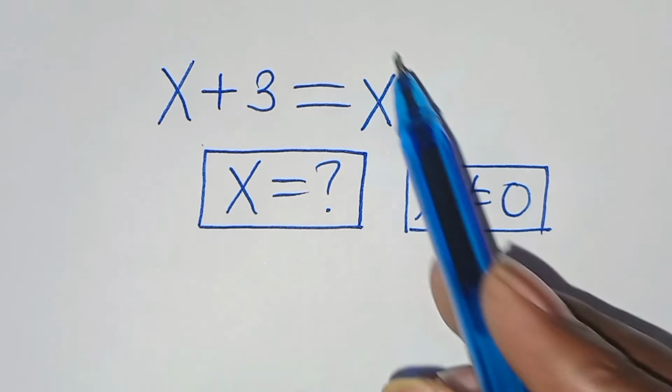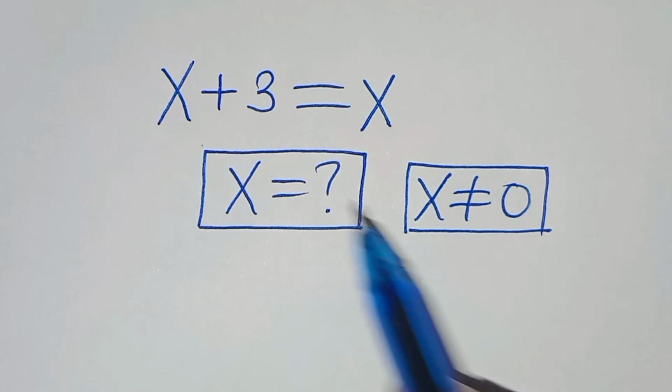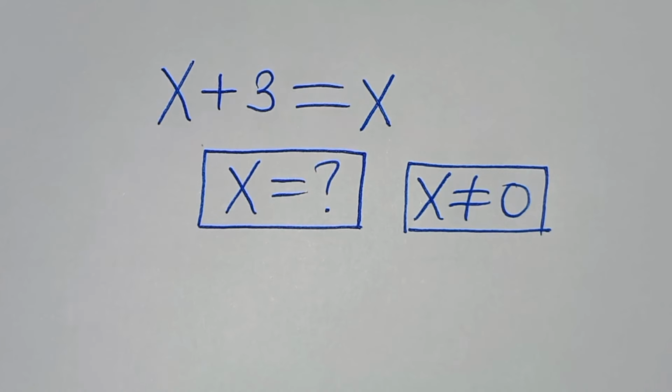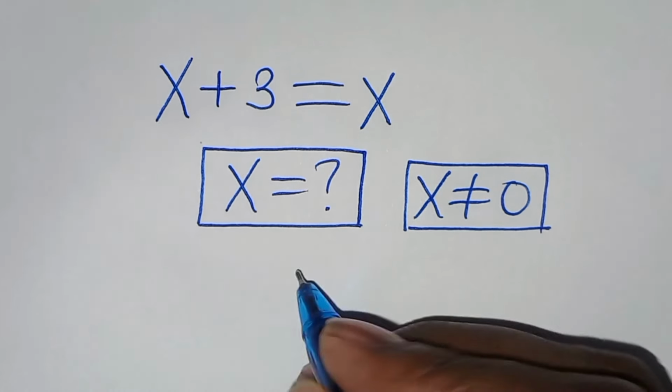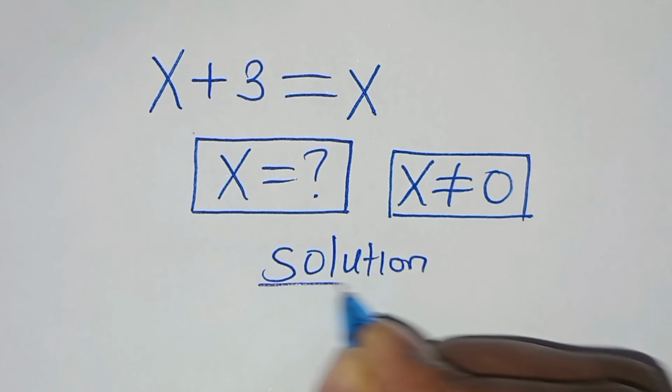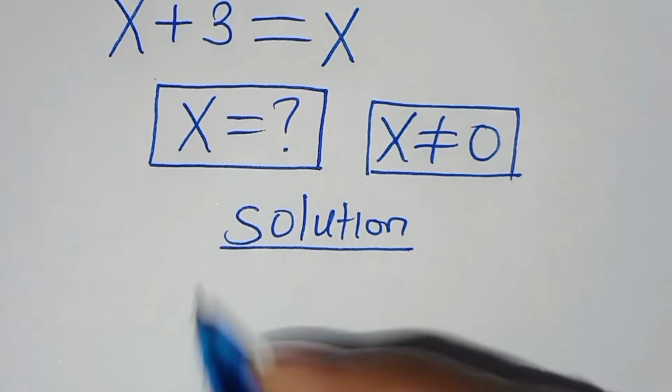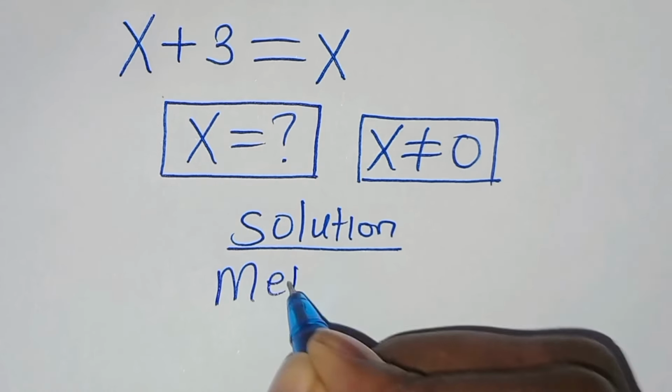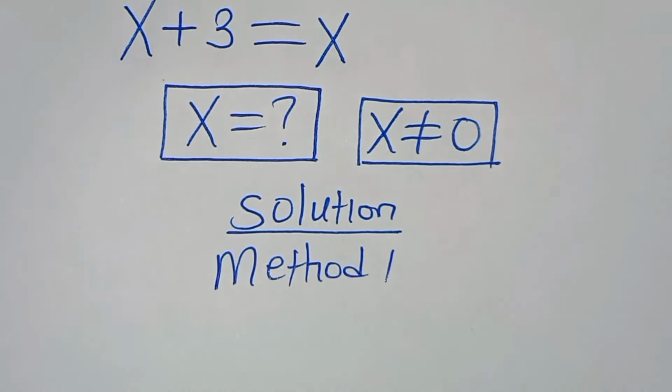You're welcome to solve this nice algebra problem, which is the square root of x plus 3, equal to the square root of x. So what is the value of x, given that x is not equal to 0? Now let's present a solution from here. Let's approach this problem by applying two methods. Let's start with method 1.